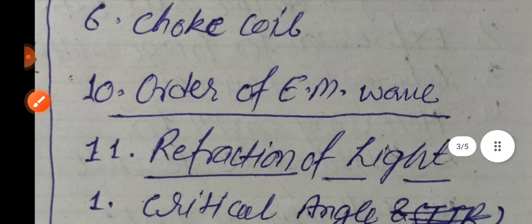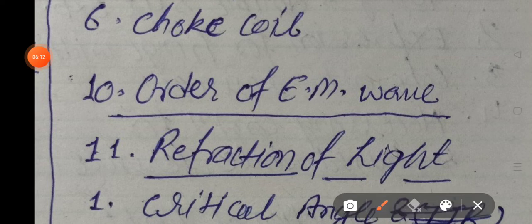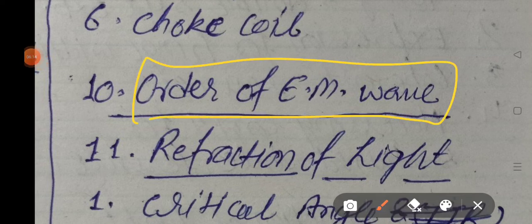Topic 10 is electromagnetic wave, in which the order of electromagnetic waves and definitions are asked. So you can ignore this chapter.